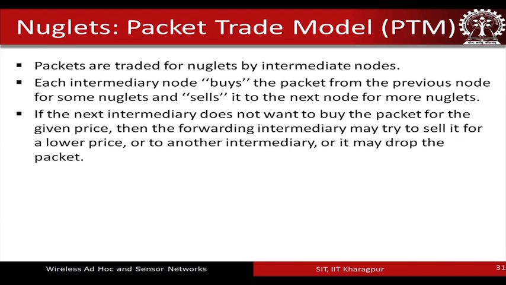So, packets are traded for nuggets by the intermediate nodes. Each intermediate node buys the packet from the previous node for some nuggets and sells it to the next node for some nuggets. If the next intermediary node does not want to buy the packet for the given price, then the forwarding intermediary may try to sell it for a lower price or to another intermediary, or it may drop the packet if there is no other option that is remaining with that particular node. That means, no one is willing to buy at the same price or a lower price. So, in that case there is no other option and the packet has to be dropped.